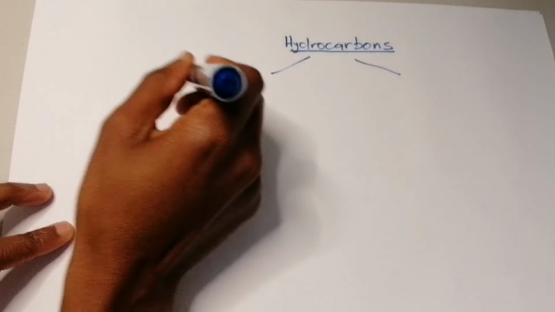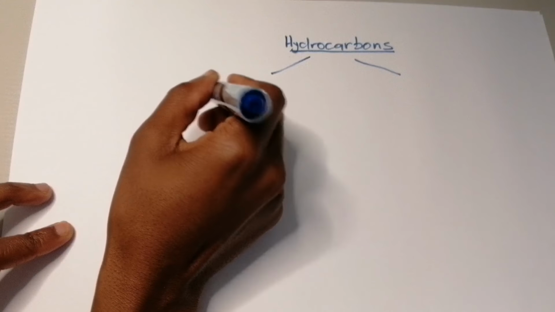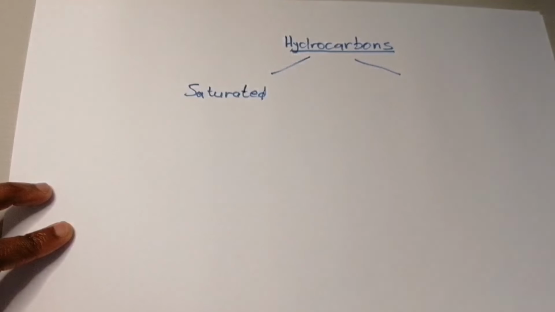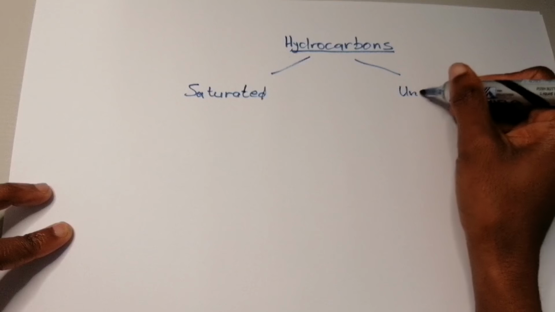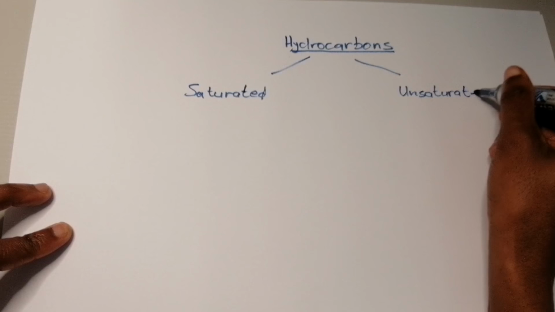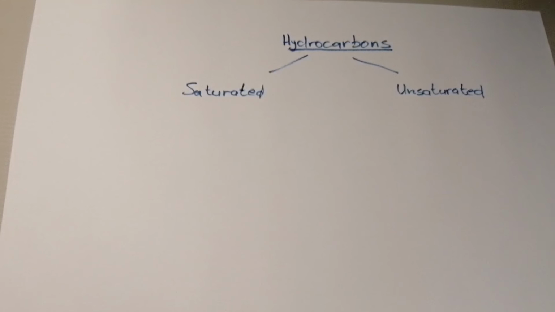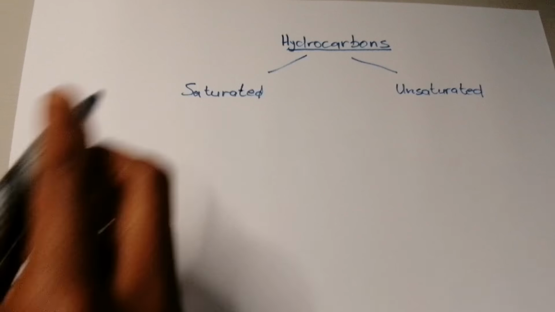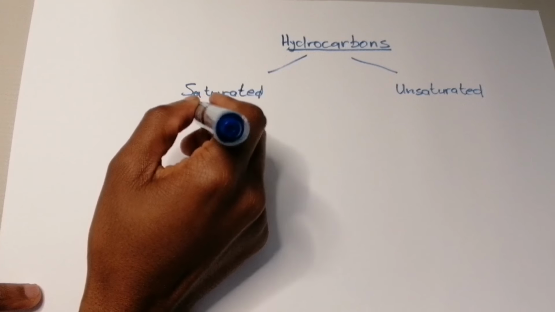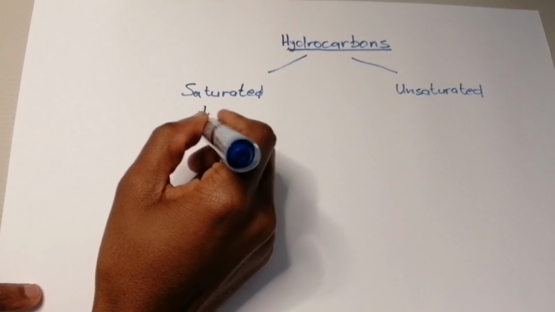We have what we call saturated hydrocarbons, and we've got what we call unsaturated. With our saturated hydrocarbons, those are the alkanes. Those are the ones with single bonds only between adjacent carbon atoms. So in this case, you've got saturated, which are your alkanes.